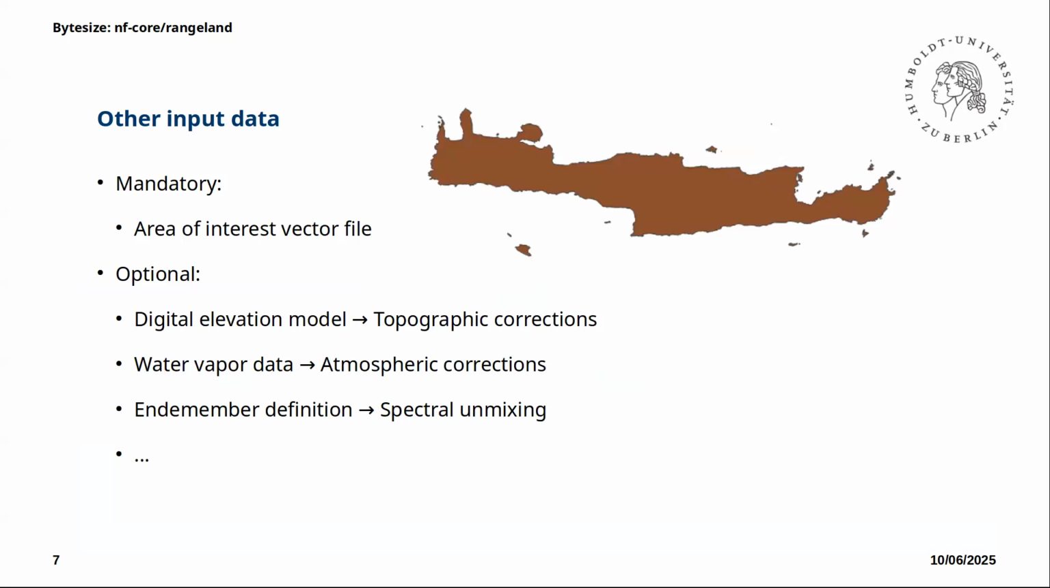So next up, we have our input data. We have one mandatory input source, which is an area of interest vector file. You can see an example of this on the top right. So this is just the area that we want to analyze as a vector file. And then there are other optional inputs, like a digital elevation model, which basically characterizes the elevation on the Earth's surface. We have the water vapor database, which is the water vapor in the Earth's atmosphere, and we have an endmember definition. I will talk about this later. And there might be other optional input, which is required for certain satellite missions.